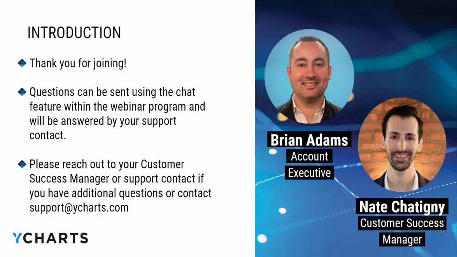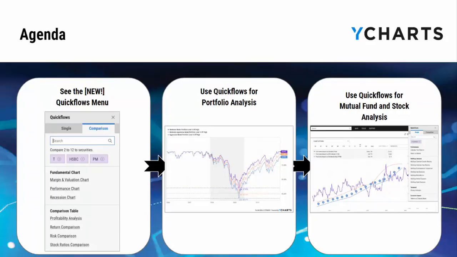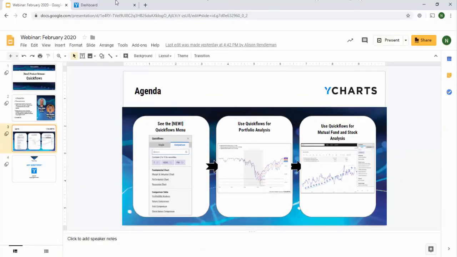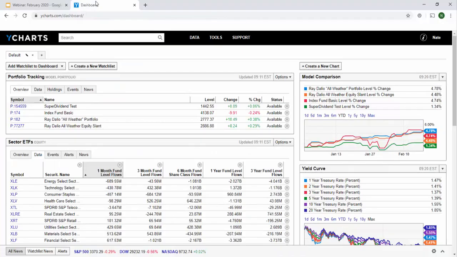So, what are we covering? Today's agenda, we're going to talk about the new Quickflows menu and all of its glory. Then we're going to go into how to use Quickflows for portfolio analysis and also for individual security analysis, and then find a really nice way to tie all that together. Generally speaking, we find the best way to communicate this is through a story. So the way we're going to do that today is by introducing a character, Jane. Jane is your prospect. She just walked into your office and brought you a portfolio.